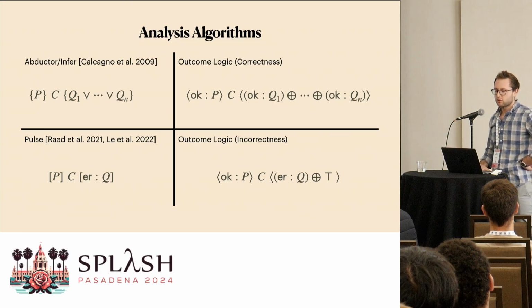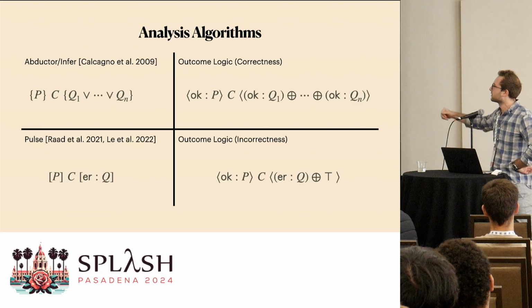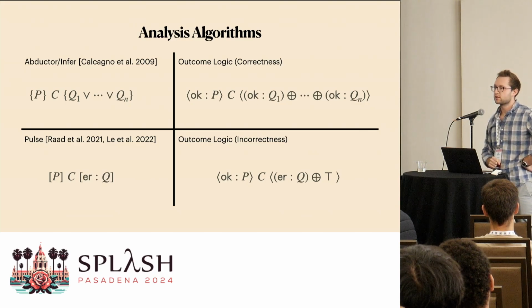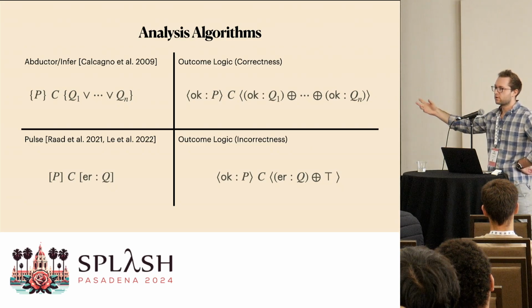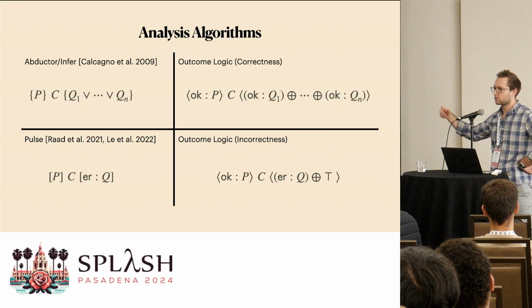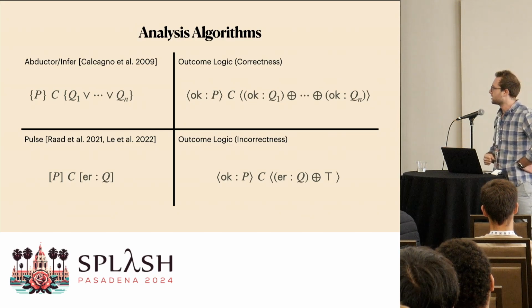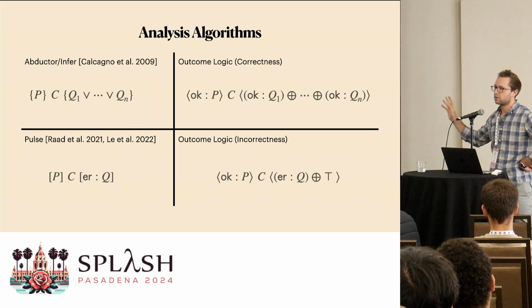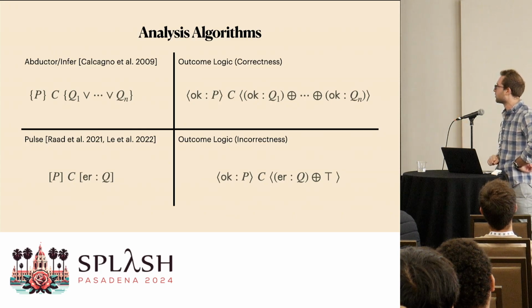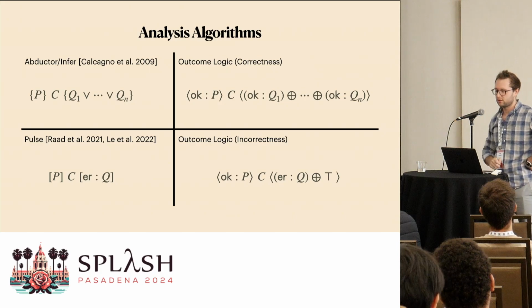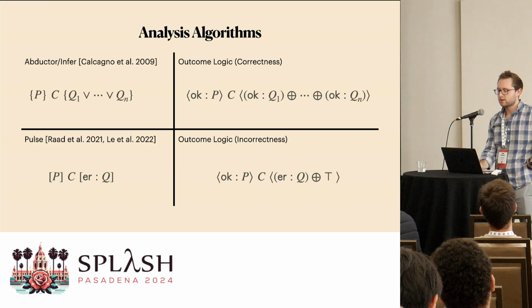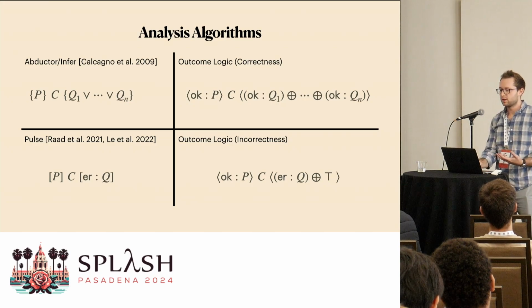Whereas in outcome logic, we can create similar algorithms, but where we give both types of specifications in the same logic. So the correctness specifications, again, enumerate all the reachable outcomes, but now with outcome conjunctions so that we know that they're reachable. And the incorrectness specification drops information about the non-erroneous outcomes. So there is a common denominator between these so that we can use the same algorithm for both.